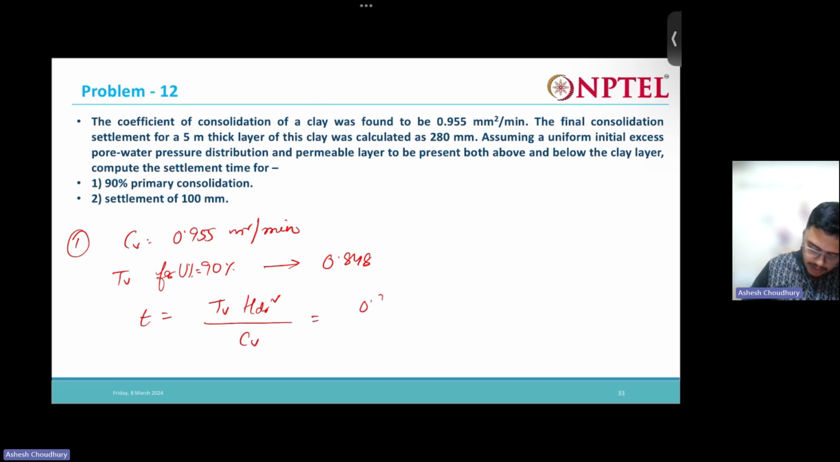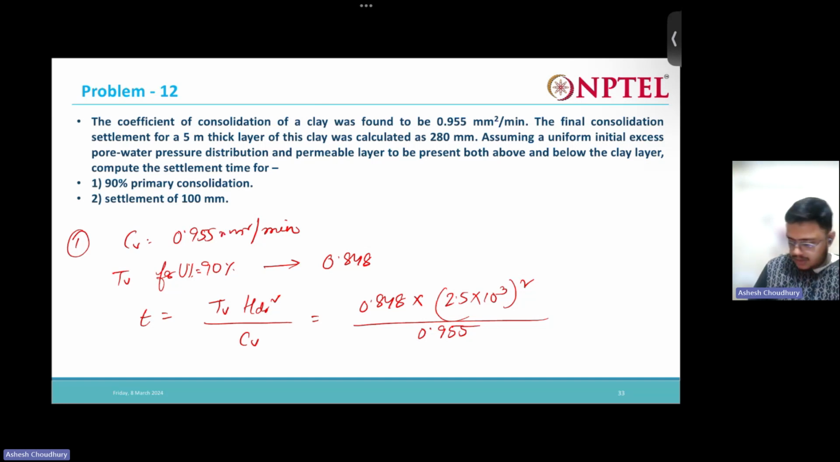So TV is 0.848. HDR: double drainage is happening, right? So 5 meter means 2.5 meters. So in terms of mm, if I write CV, what is CV? Mm square per minute, right? So 0.955. So this will come out as 3854 days. That is 10.56 years.